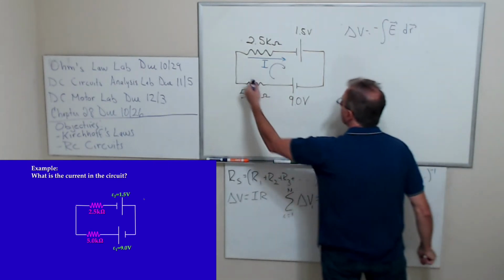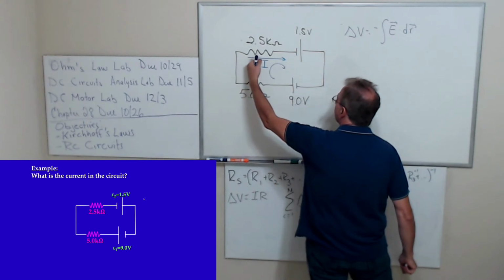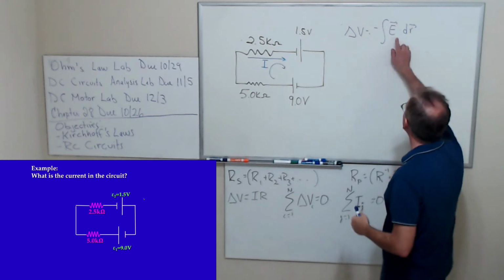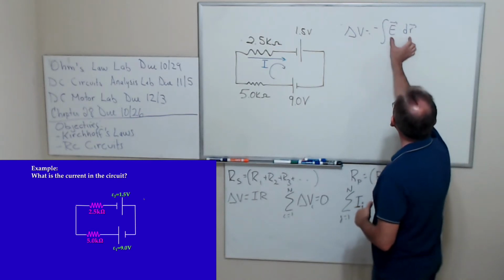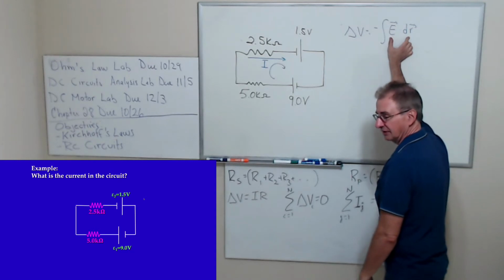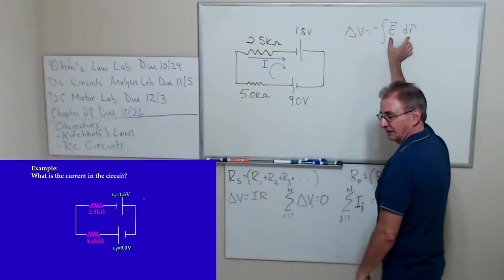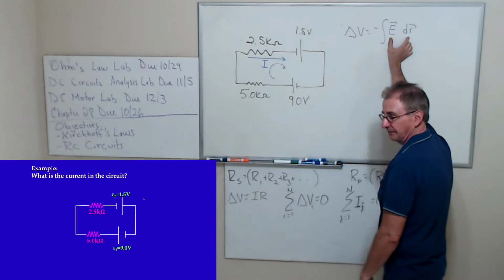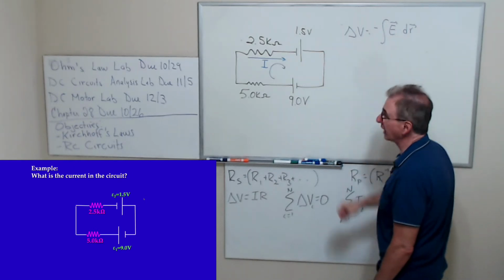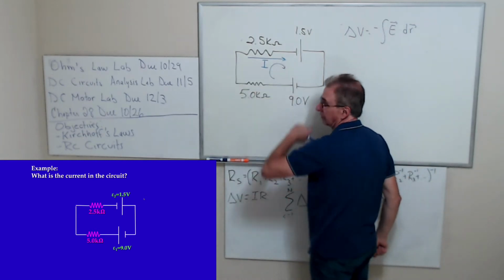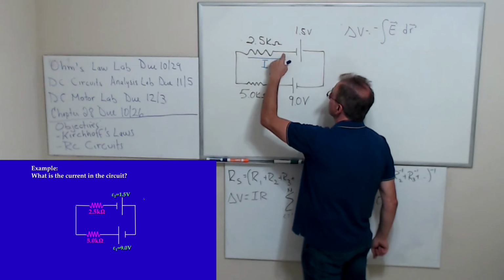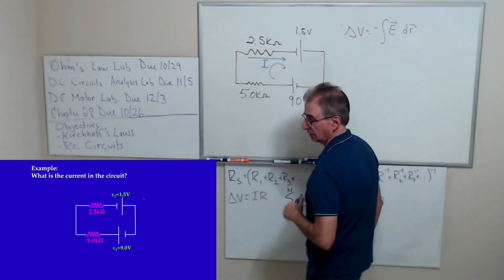So when I'm summing voltage drops in the direction of the current, I'm actually integrating in the direction of the electric field. This dot product will be positive. And of course, there's a minus sign out here. And so my delta V will be negative, indicating a voltage drop. So I'm going to consider this voltage drop as a negative number.